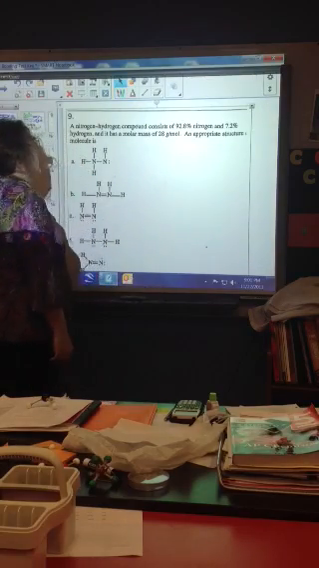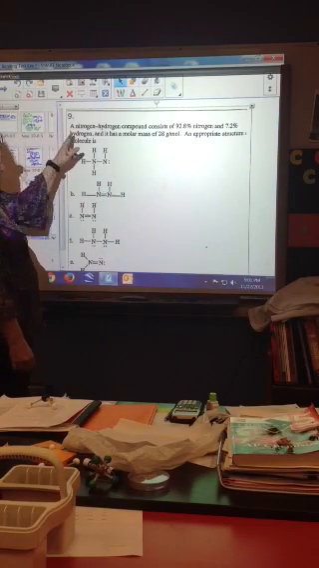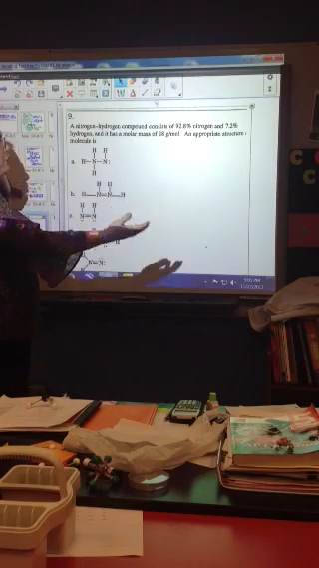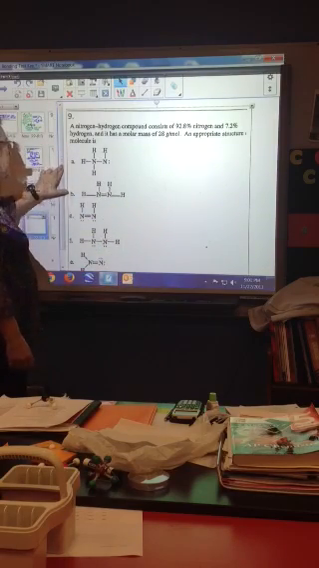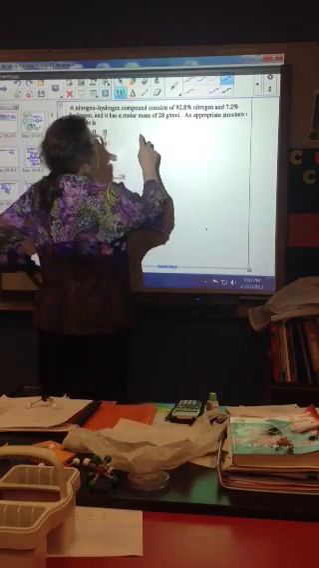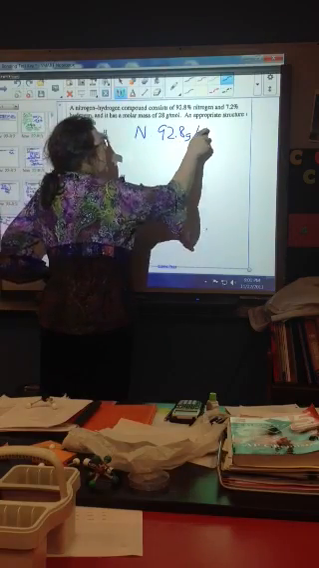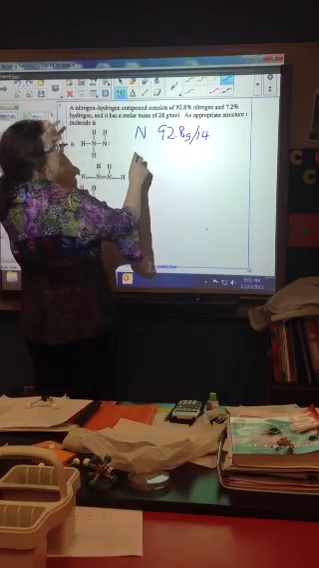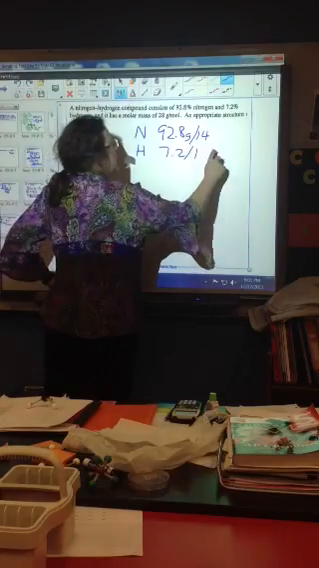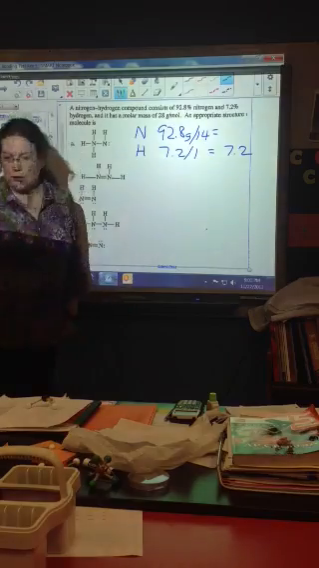Number 9, a nitrogen-hydrogen compound consists of 92.8% nitrogen, 7.2% hydrogen, has a molar mass of 28, and the appropriate structure of the molecule is. You should have gotten your empirical formula, let's see, nitrogen 92.8 grams over 14, and then hydrogen 7.2 over 1. So your mole ratio is going to be 7.2. Get a calculator.